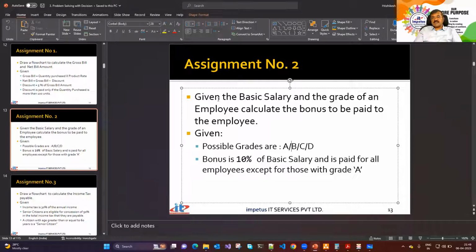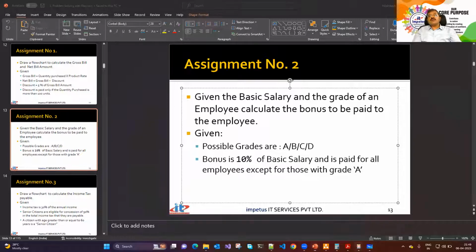Check it out. It says, given basic salary and the grade. So we are supposed to accept 2 inputs from the user. So we are going to accept the basic salary and the grade of an employee, and we are going to calculate the bonus. But bonus kitna hai? It's 10% of basic salary. If the basic salary is 1 lakh, 10% of 1 lakh is 10,000 is the bonus. But you're going to give the bonus only for those employees whose grade is not A. So that's the problem statement.